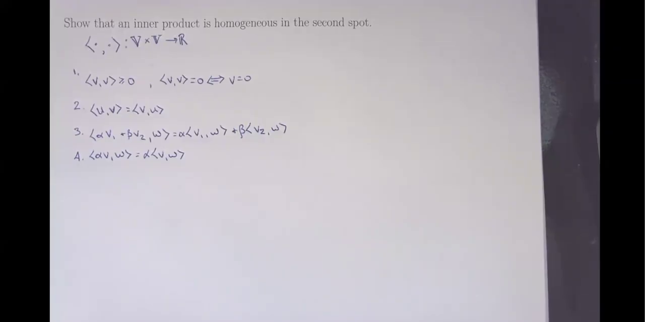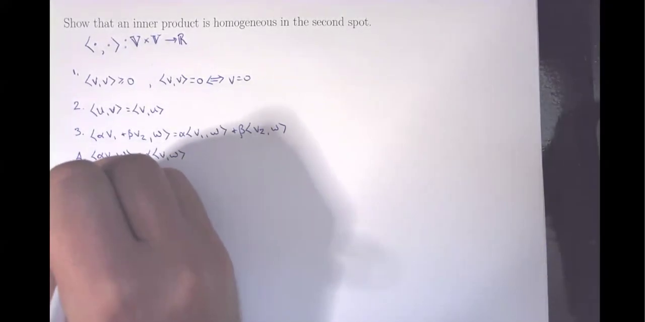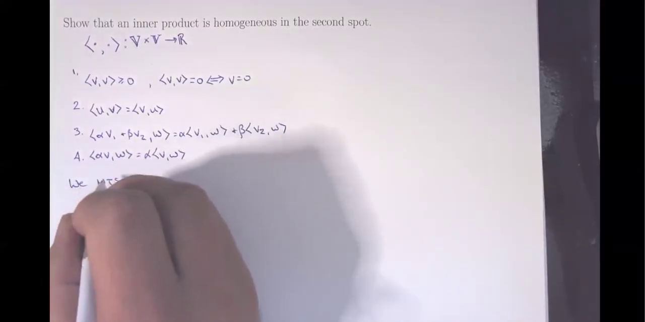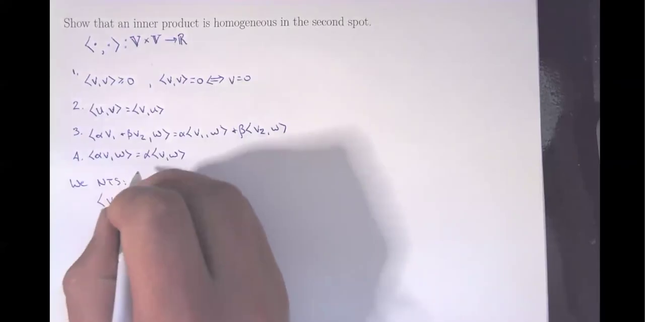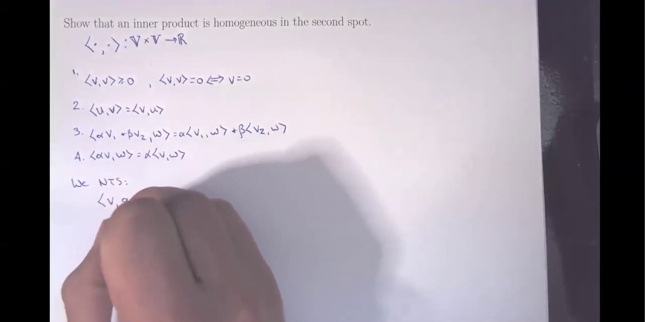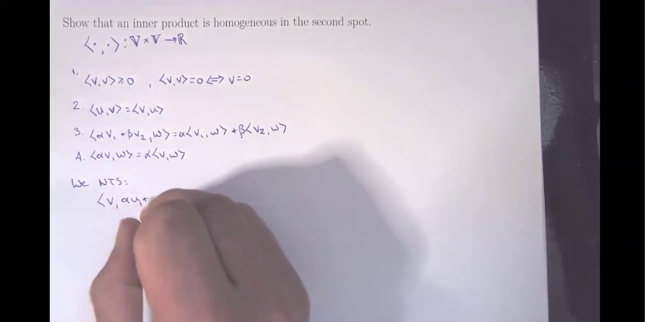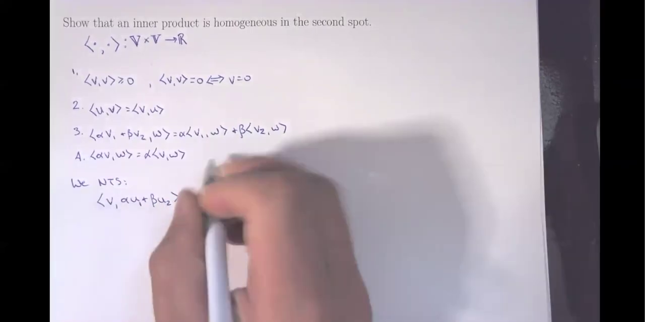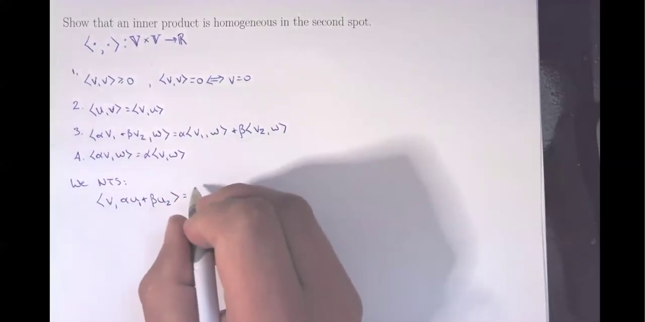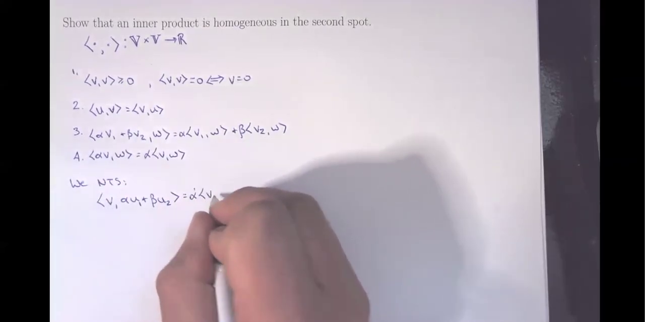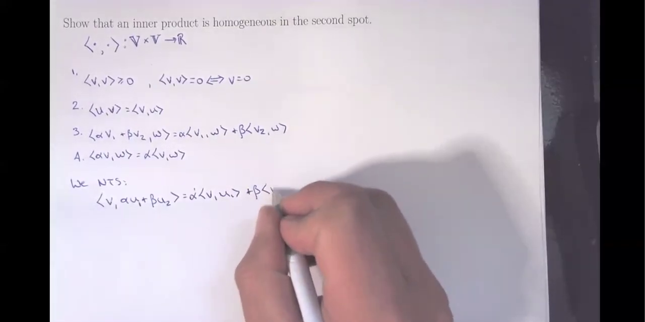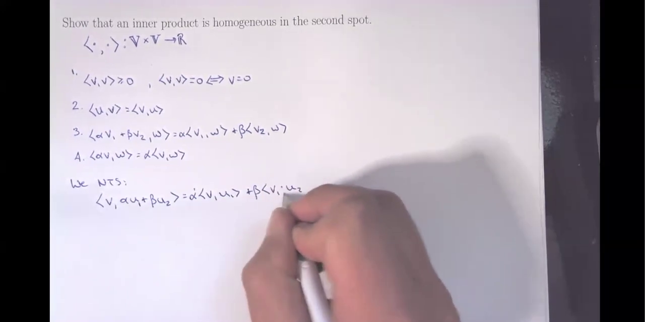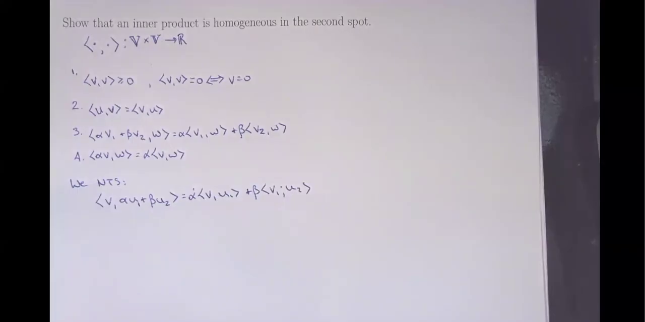So what we really want to show here is that we need to show that the inner product of V with alpha U1 plus beta U2 is equal to alpha times the inner product of V with U1 plus beta times the inner product of V with U2. Okay?